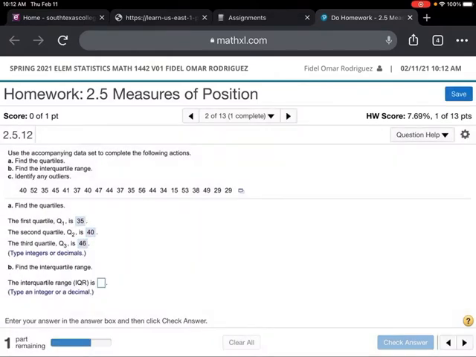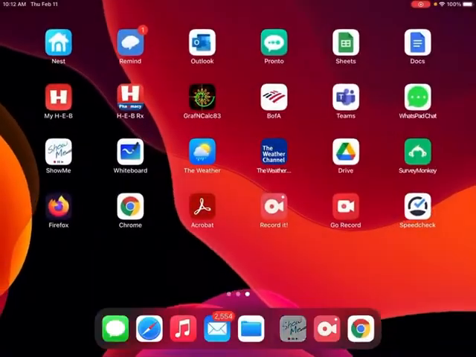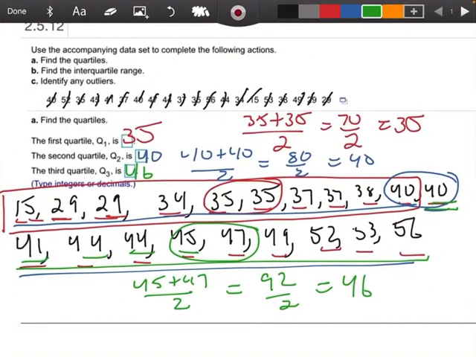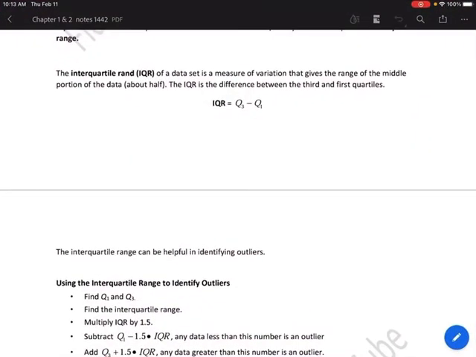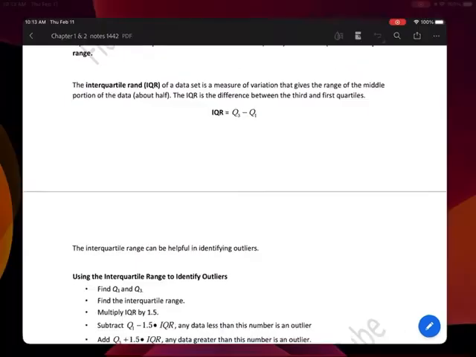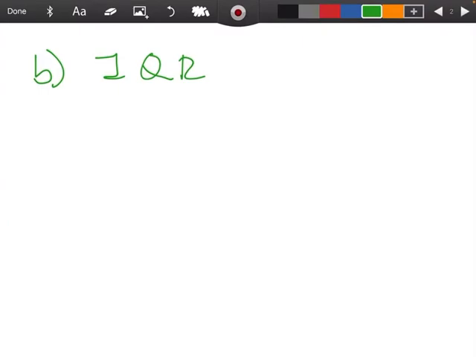Then it's going to ask me to find the interquartile range, okay? So now for part B, we're going to find the IQR. In case you forgot what the IQR is, I got it right here for us. IQR is going to be Q3 minus Q1. So IQR is equal to Q3 minus Q1.